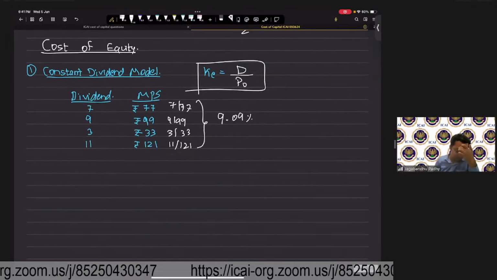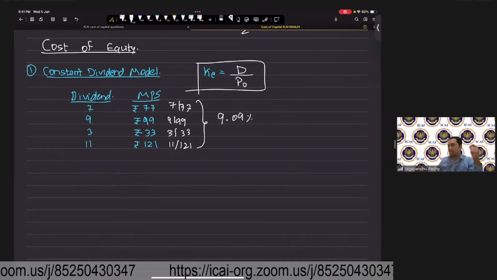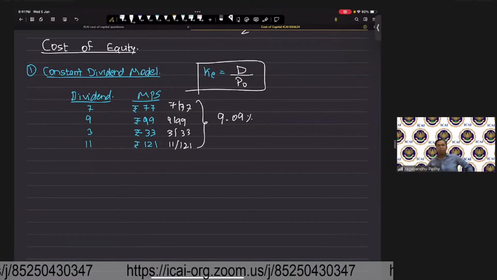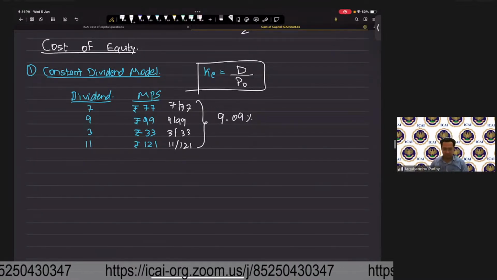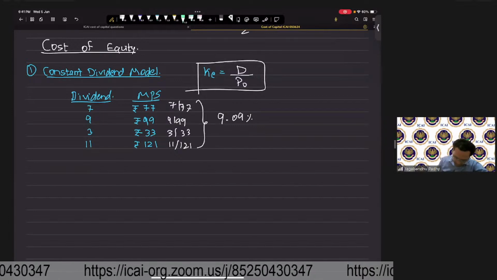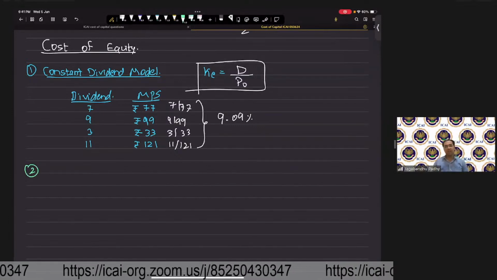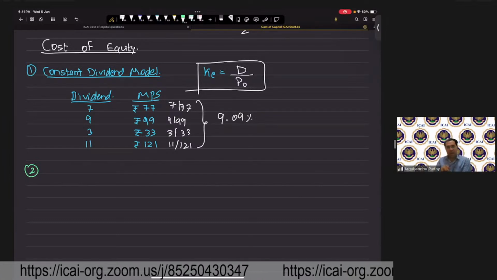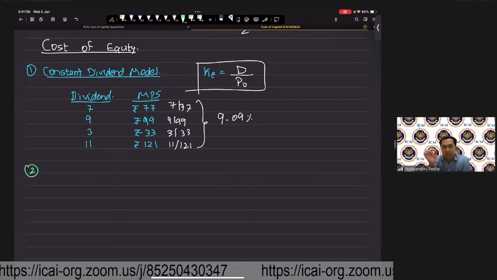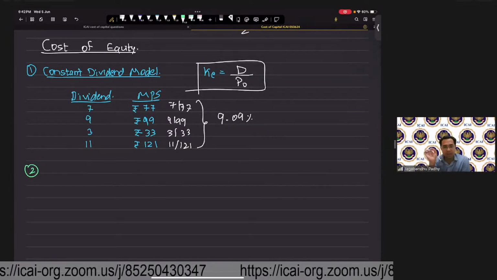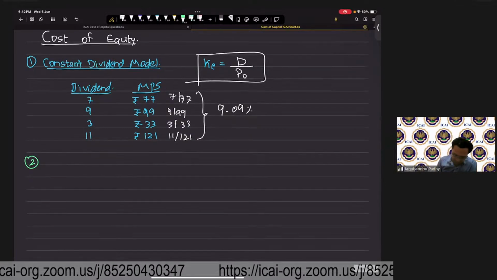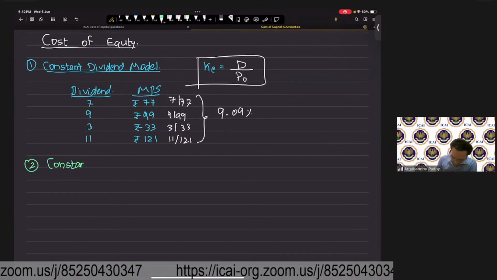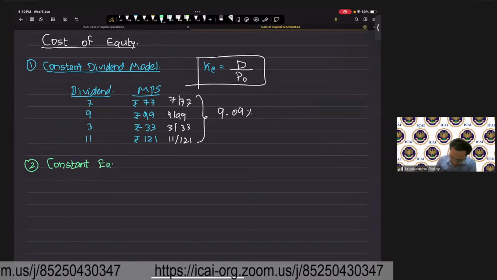Sometimes, equity shareholders understand that the company need not give dividend. The company will retain some amount for reinvestment purposes. So in that situation, another way of understanding the shareholders' expectation is to track not dividend per share and market price per share, but rather the earnings per share and the market price per share. So the second model is the constant earnings model.